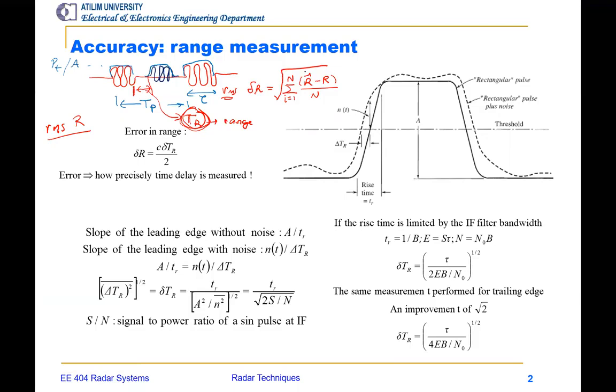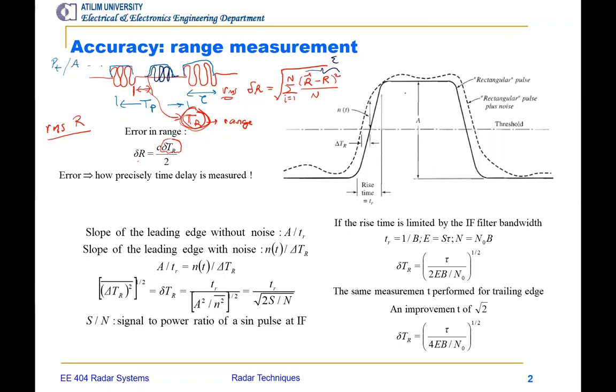Sorry, there's a square root here. This is the error, and there should be a square. So R cap minus R to the power 2. So this gives us the average, the mean square value of the error. So here delta R corresponds to this RMS distance error. And this is proportional to the error in time. Why? Because of the error due to the noise.